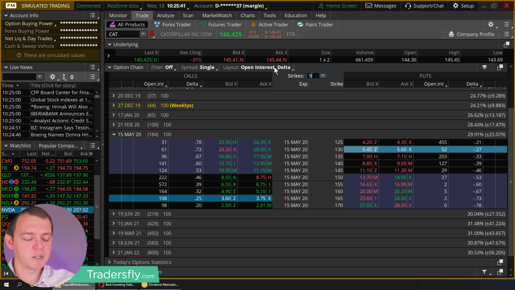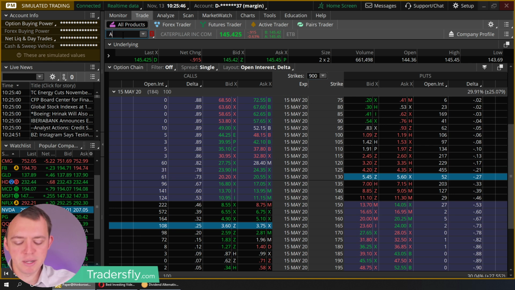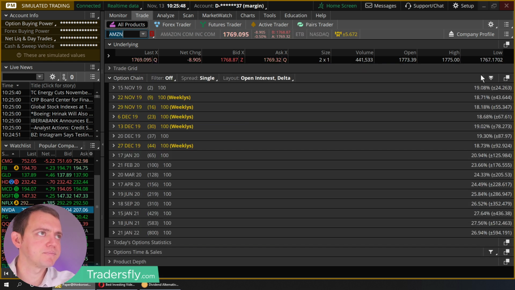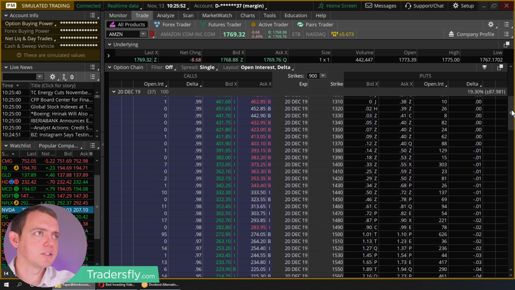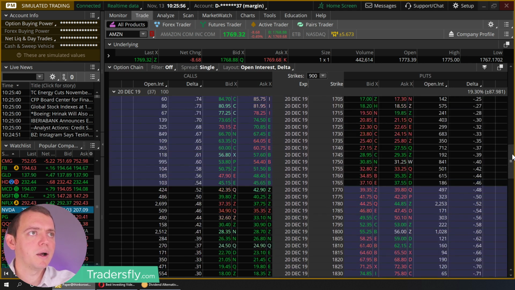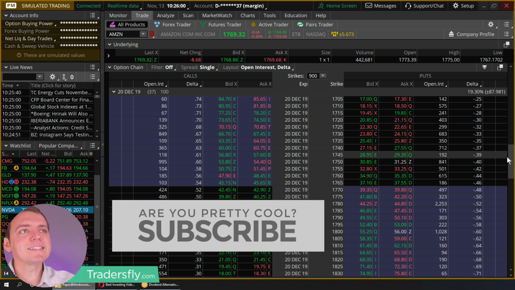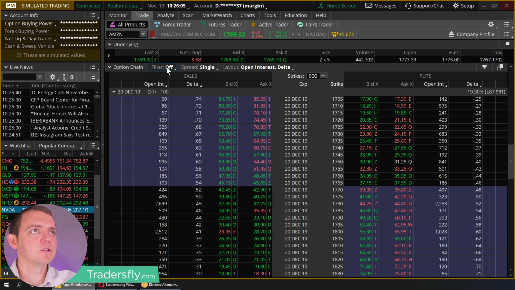You could open up the strike prices to, let's say, 900 and see all the strike prices. This one doesn't have as many, but if you look at something like Amazon, if we open up 900 strikes, you can see there's a lot of strikes, just because it's a larger dollar value stock. Anyways, that's the basics. There's also some more advanced stuff, like looking at some filters.